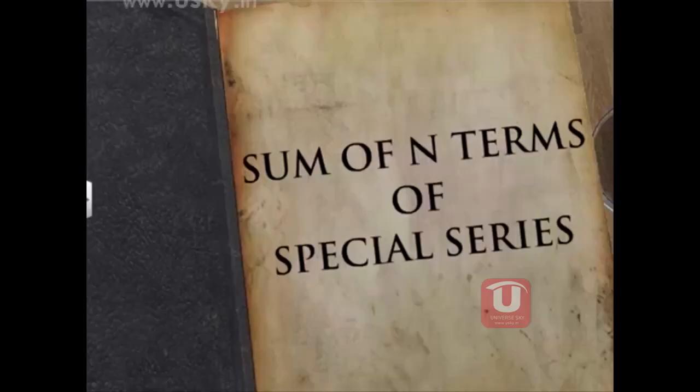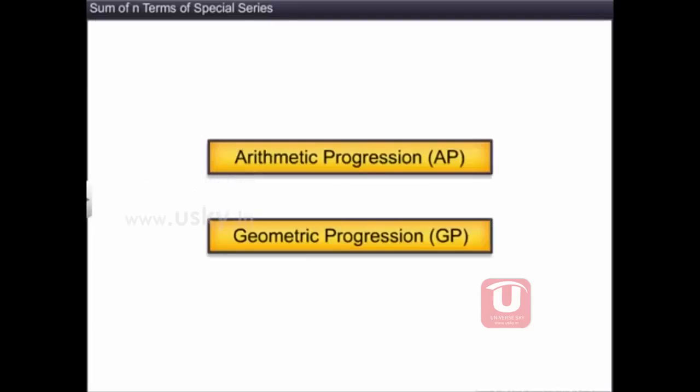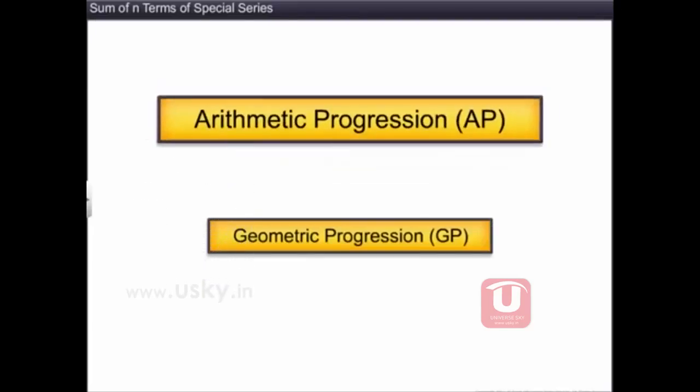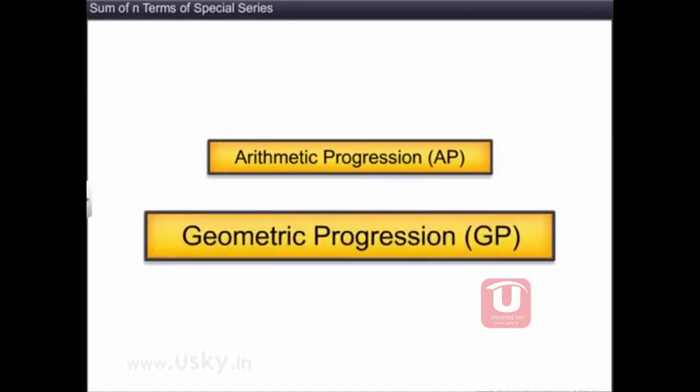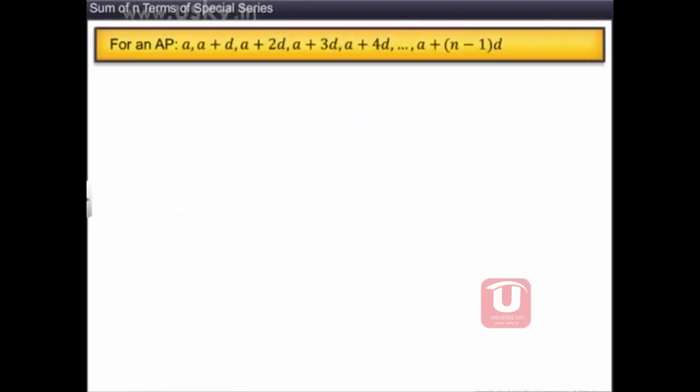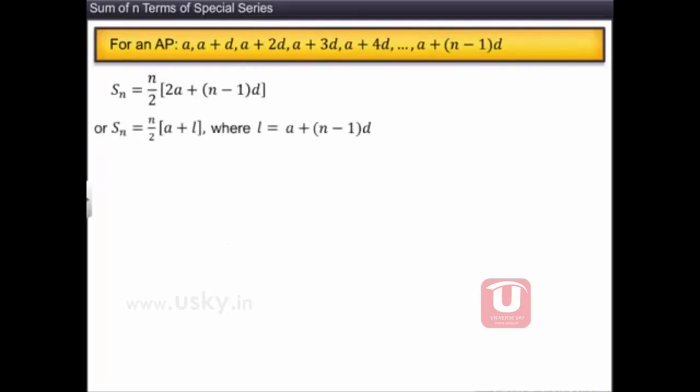In this module, you will learn to find the sum of n terms of some special series. By now, you're familiar with arithmetic progression and geometric progression. The sum of n terms of an AP is equal to n/2 into (2a + (n − 1)d), or n/2 into (a + l), where l is the nth term or the last term. It is denoted by S with subscript n.